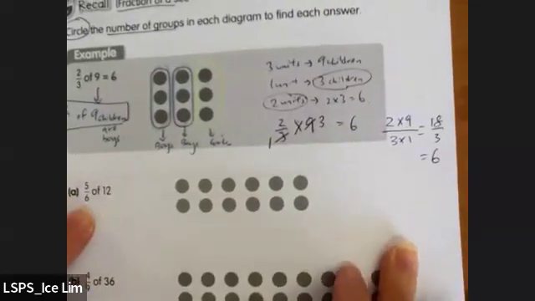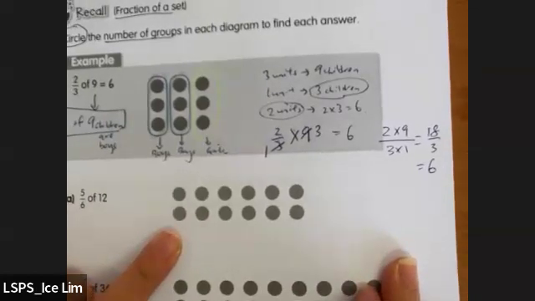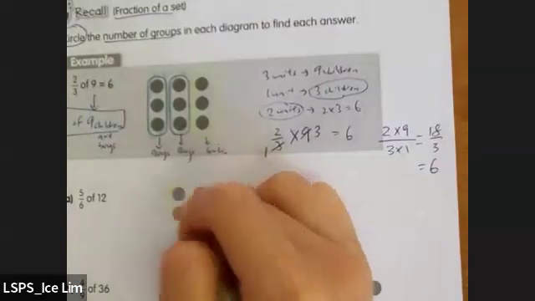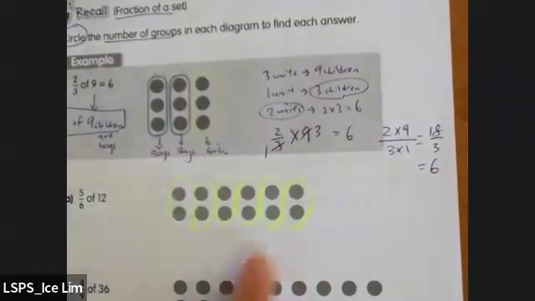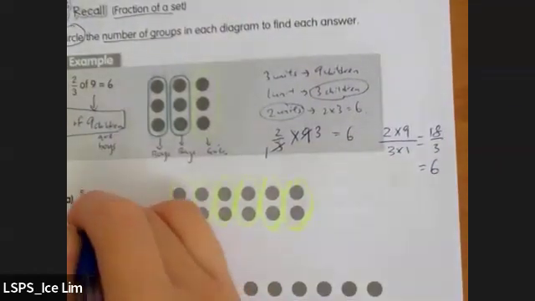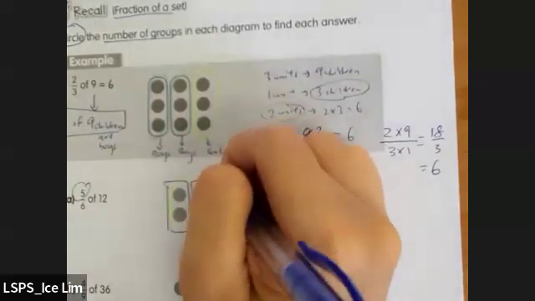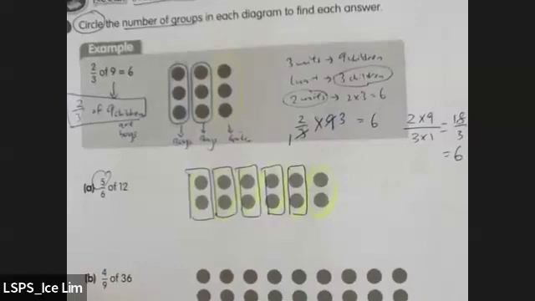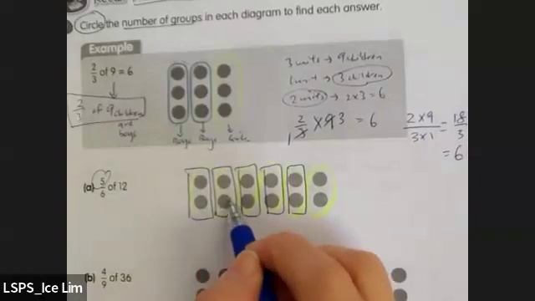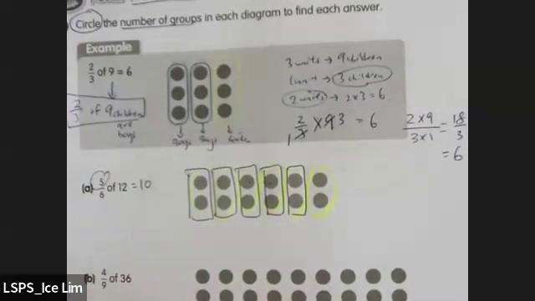So like this case, 5/6 of 12. I need 6 groups. So if I were to put them in 6 groups, it looks like this: 1, 2, 3, 4, 5, 6. 6 groups. But no, I don't want 6 groups. I only want 5 out of 6. So it'll be 1, 2, 3, 4, 5. Just this. Can you understand? Now, what will be the answer? I can count 1, 2, 3, 4, 5, 6, 7, 8, 9, 10. So the answer will be 10.